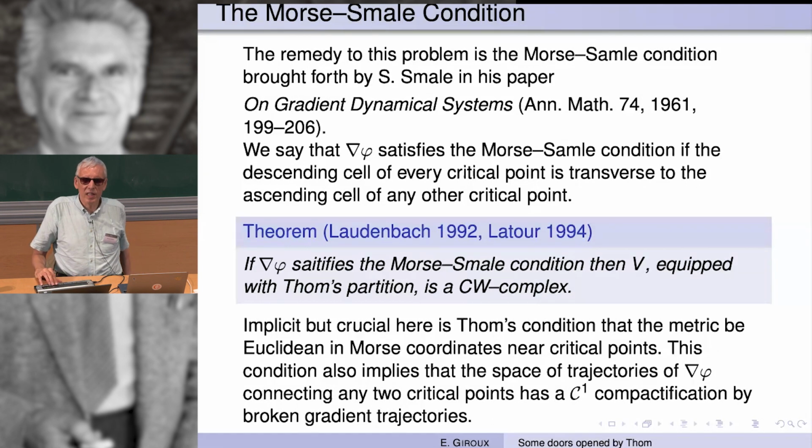So the key point in this result is that you implicitly assume what I call Thom's condition, which is that the metric is the standard Euclidean metric in Morse coordinates near each critical point. And this condition is also essential when you want to compactify the set of trajectories going from a critical point to another critical point. You can prove that there is a C1 compactification provided this condition used by Thom is satisfied.